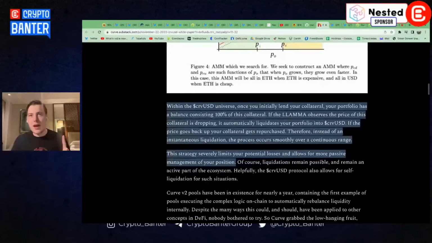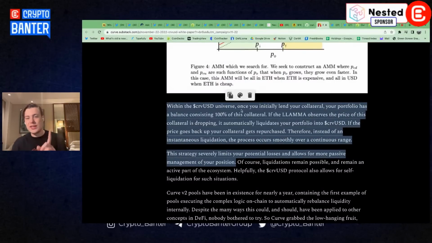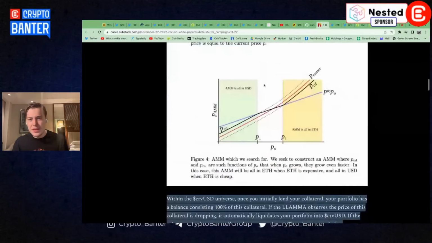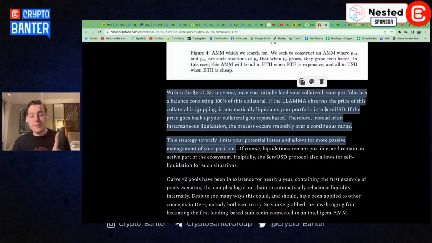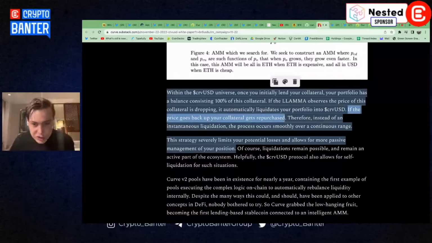But what Curve has decided to do to stop these events from occurring is, once you initially lend your collateral, your portfolio has a balance consisting of 100% of this collateral. If the LLAMMA, which is, as we just identified before, the lending liquidating AMM algorithm, observes the price of this collateral is dropping, it will automatically liquidate your portfolio into Curve USD. So instead of you having to rely on manually being on your computer all the time just in case there's a wick down, it will automatically liquidate your portfolio into Curve USD. And if the price goes back up, they automatically repurchase your collateral.